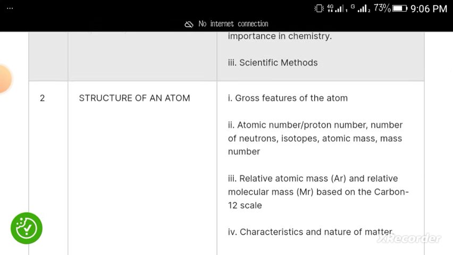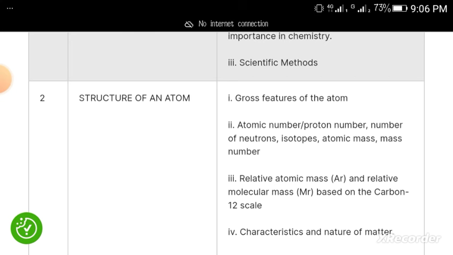Then another important topic that we said is structure of an atom. Under it, we have gross features of the atom, atomic numbers. Just read up everything you can about atomic number, proton number, number of neutron, isotopes, atomic mass, mass number. Then read up relative atomic mass and relative molecular mass.